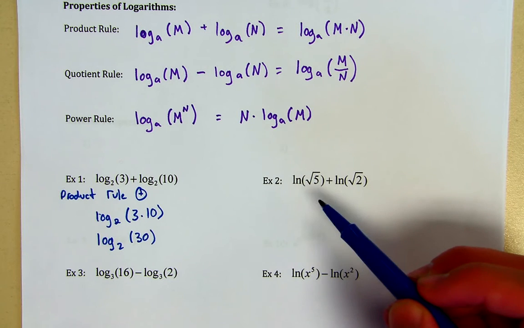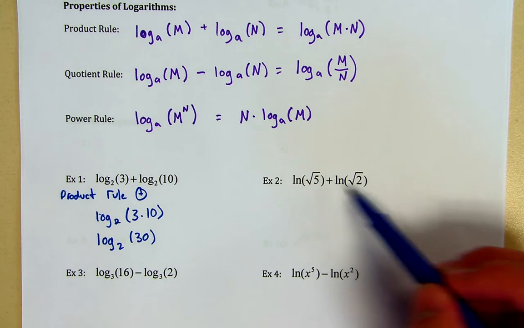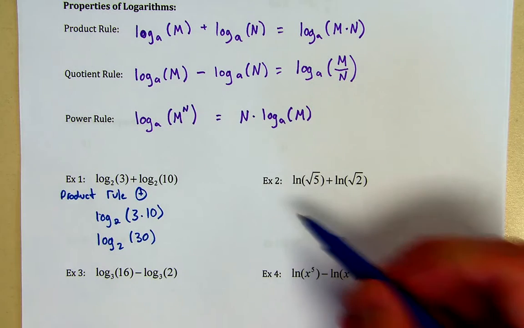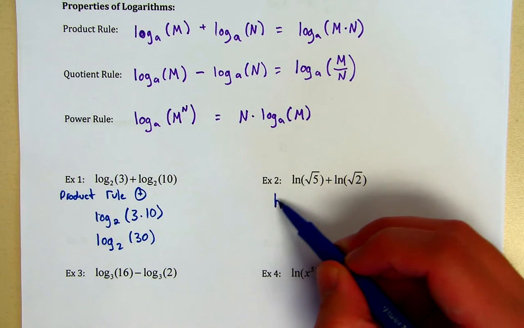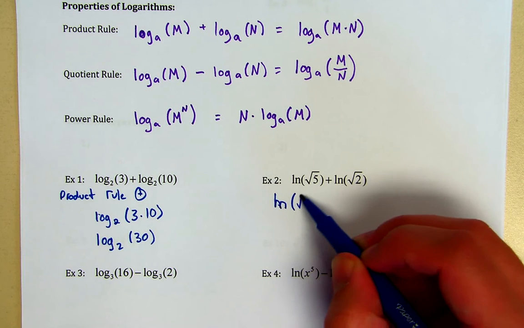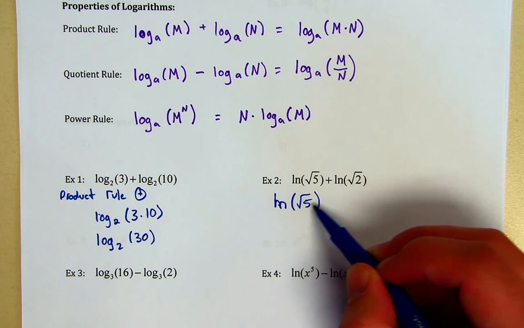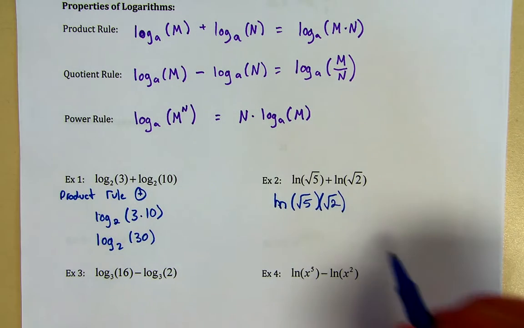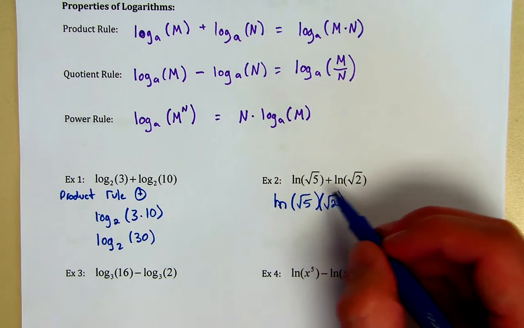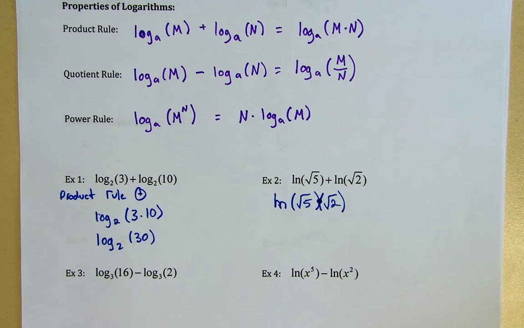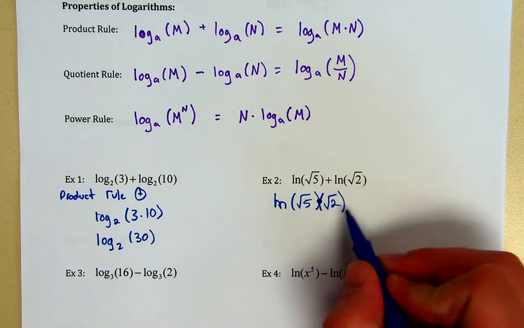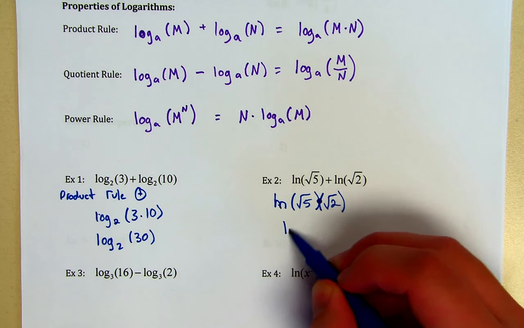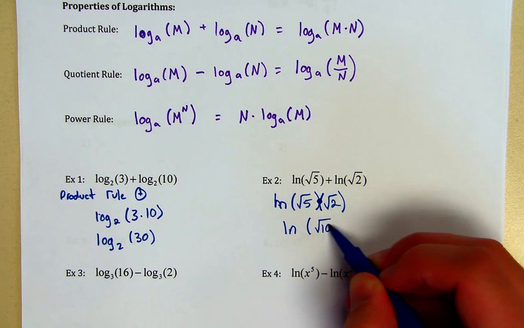All of these properties also apply to the natural log. So if I'm adding these, again, I'm using the product rule. So now I have the natural log of the square root of 5 times square root of 2. You don't have to write them in parentheses next to each other. You can just put a multiplication sign between them. Multiplying like roots, I get the natural log of the square root of 10.